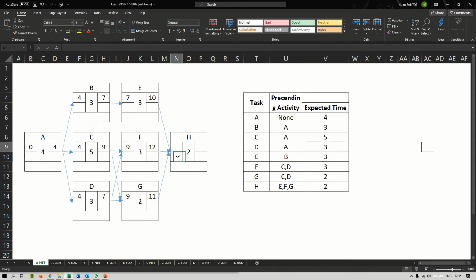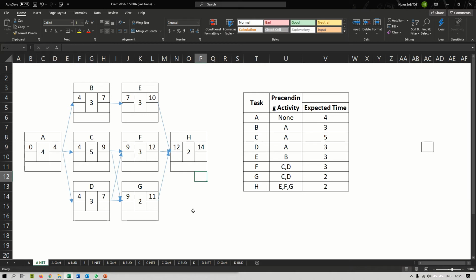And now here's another one, task H. This one has 3 arrows coming in. Let's see which one is the highest. From E, I can finish on day 10. F finishes on day 12, and G finishes on day 11. So I have to use number 12, because it's the highest number. And finally, 12 plus 2, 14.